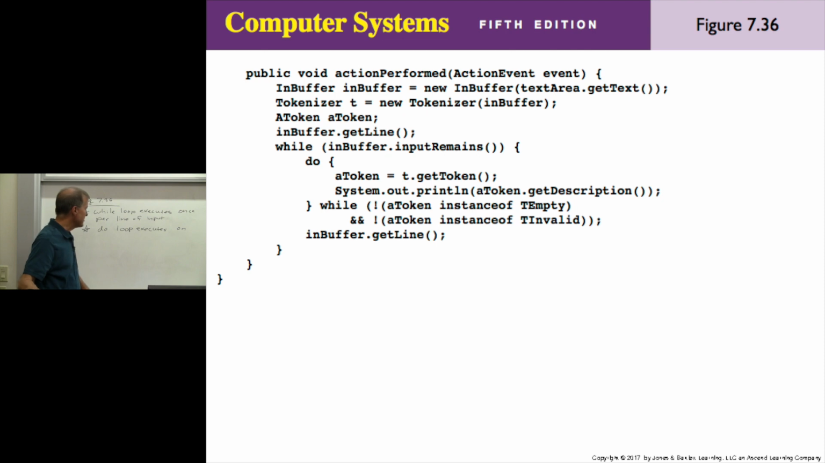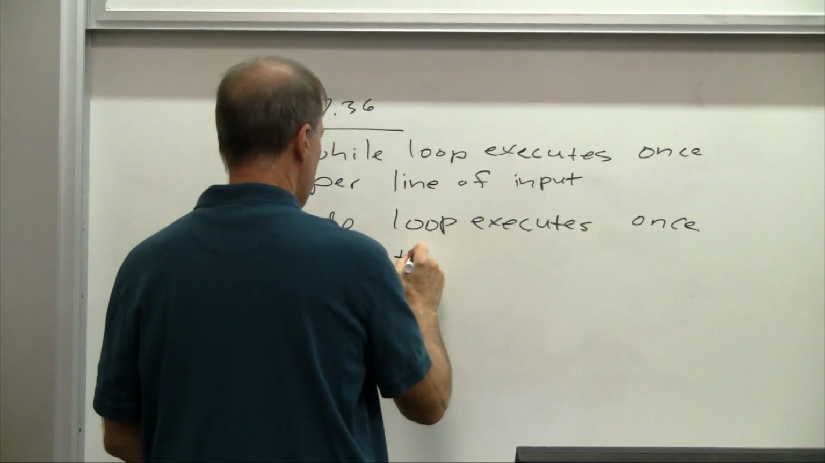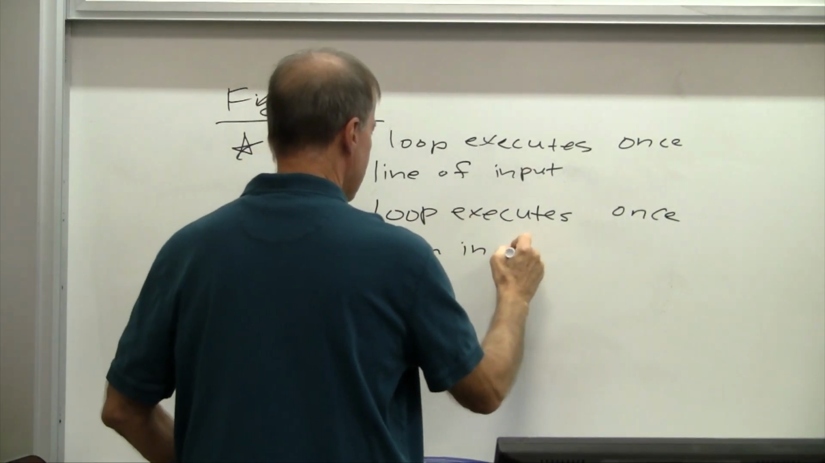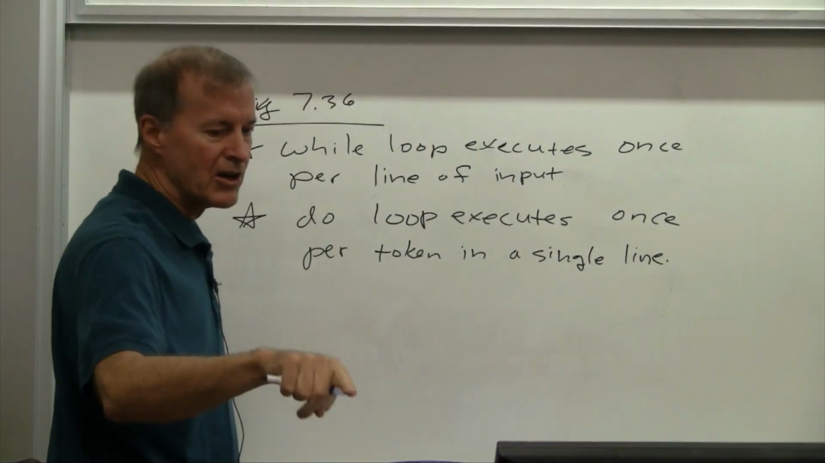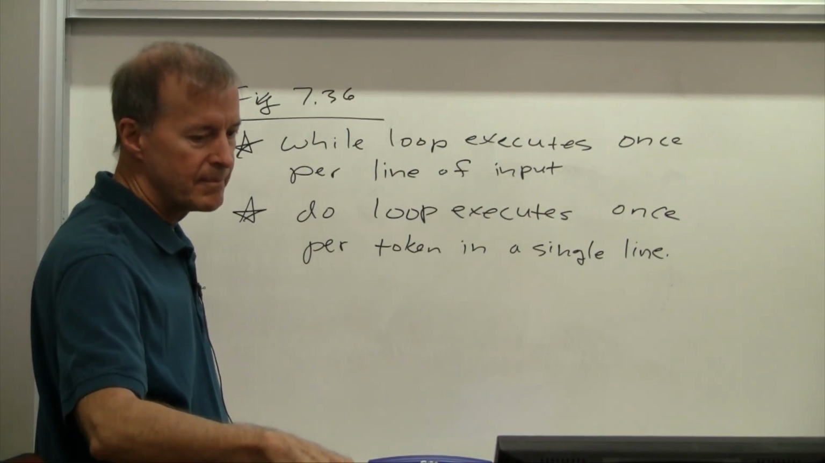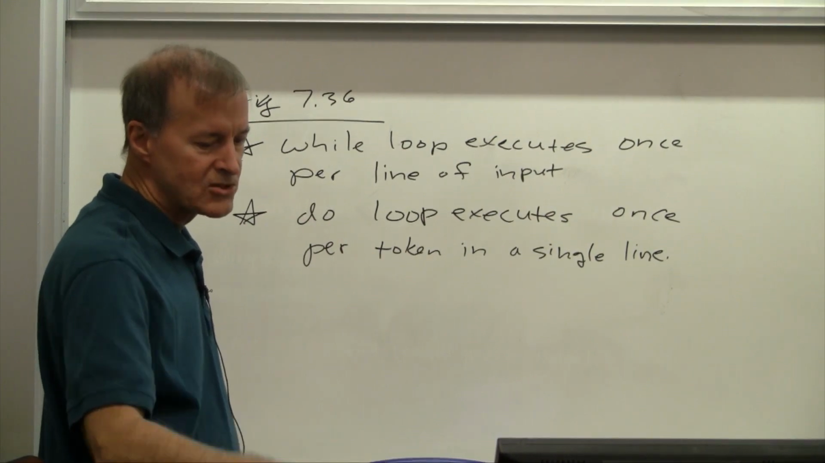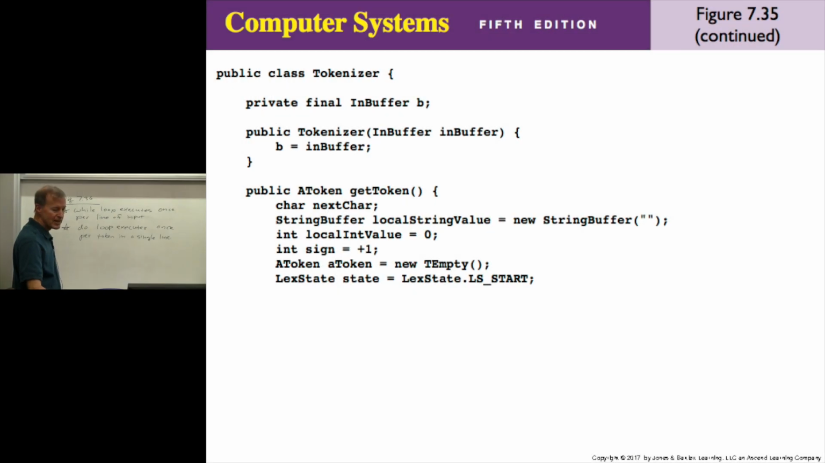So the do loop executes once per token in a single line. But now look, we saw that when we called get token, what is the code? How many loops does get token have in it? Let's go back to get token. This is figure 7.36 and 7.35 here. How many loops does get token have in it?